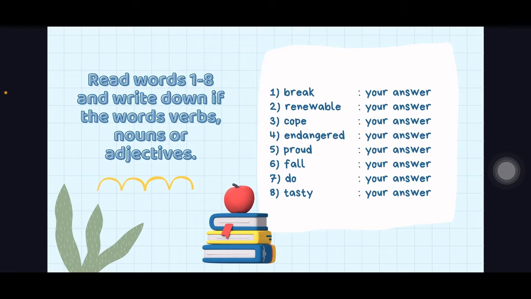Now I want you to look at the words again and write down if the words are verbs, nouns, or adjectives. As you can see in this slide, for number 1 until 8, you need to write down your answer. You need to identify. For example, if the word break given is a verb, you need to write down your answer. Number 1, break is verb. So you need to continue until number 8.